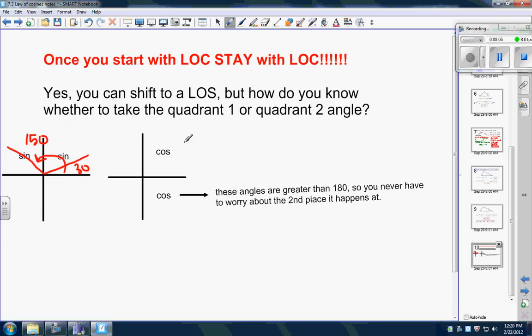The law of cosines is nice because the places cosine is positive, 1 and 4, to get to quadrant 4, you got to go more than 270. If you go more than 270, you're automatically over a triangle, so that won't work at all. So law of cosines is nice, even though the math's a little bit tougher, but you never have to worry about this case here. Once you start law of cosines, if you shift to a sine, how do you know whether it's the quadrant 1 or the quadrant 2 angle? The best thing I can tell you is once you start, just stay with it.